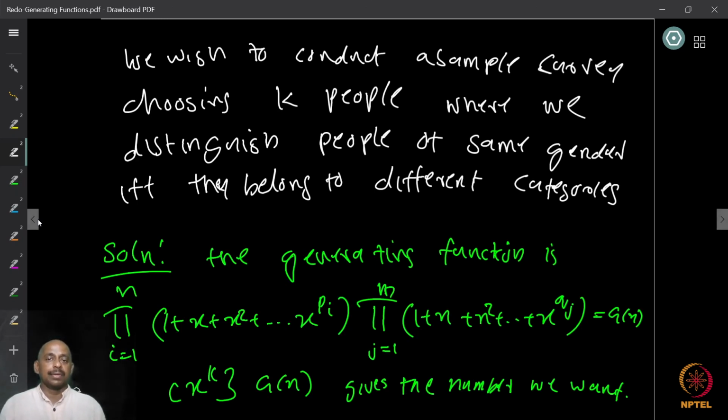So, we wish to conduct a survey by choosing a total of k people, where we distinguish people of the same gender, men or women, to be different if and only if they belong to different categories. I don't really want to distinguish within the same category. I don't want to distinguish between men and ladies. So how many different ways to do this?